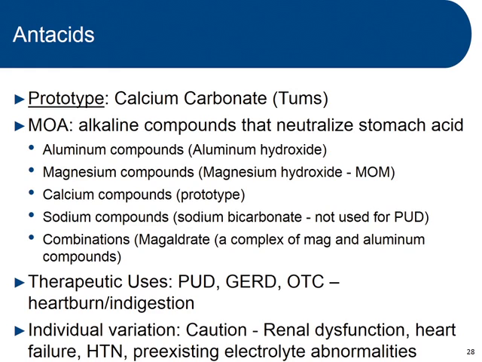So we have aluminum compounds such as aluminum hydroxide, magnesium compounds such as magnesium hydroxide or milk of magnesia. Sodium compounds like sodium bicarbonate, technically this is an antacid, but we just don't use it. It's too risky for that particular use. And then we have combination products like magaldrate, which is a combination of magnesium and aluminum together.